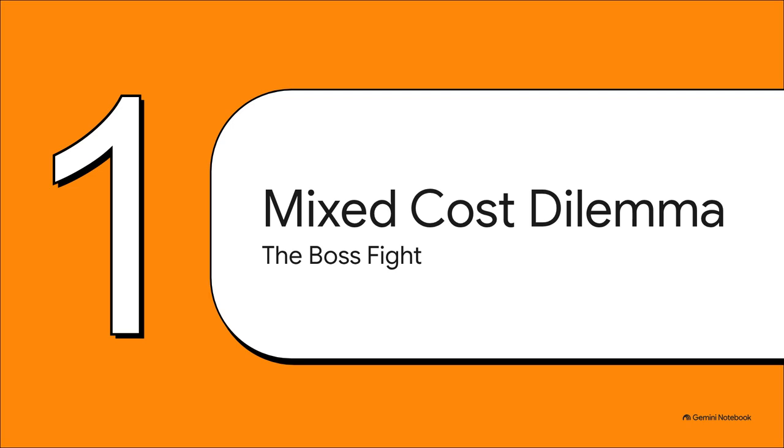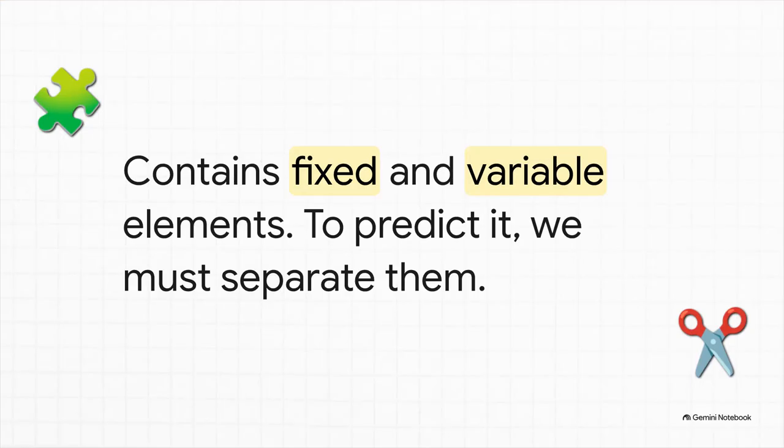Section 1. The mixed cost dilemma. The boss fight. So, a mixed cost contains both fixed and variable elements, right? But here's the trap. As activity levels change in a business, the total cost behaves in a really messy way. You can't just guess what's going to happen. To actually strategize, management accountants need a clean formula. We literally have to mathematically separate those fixed and variable elements so we can predict future behavior accurately. Which brings us right to our ultimate weapon.